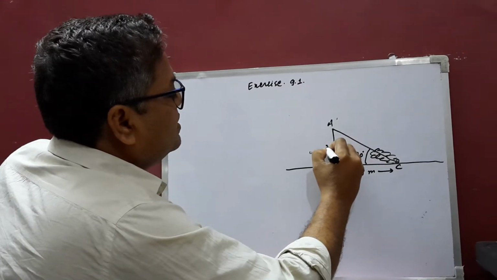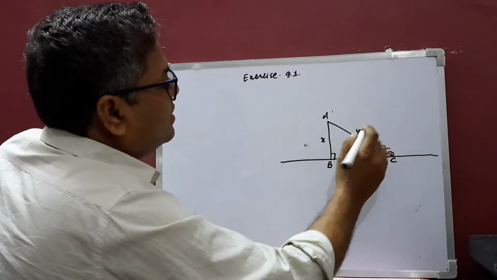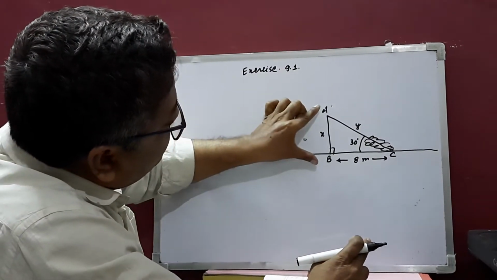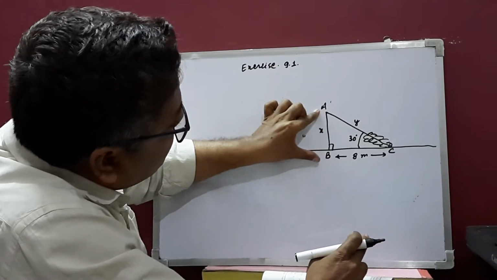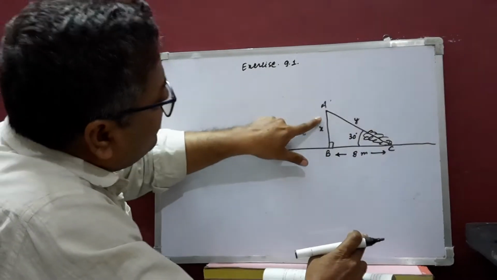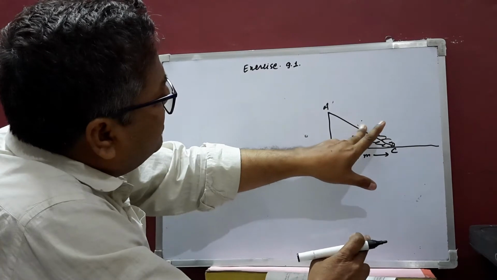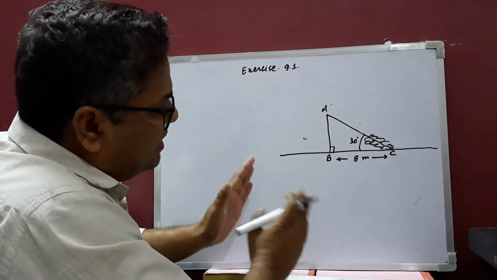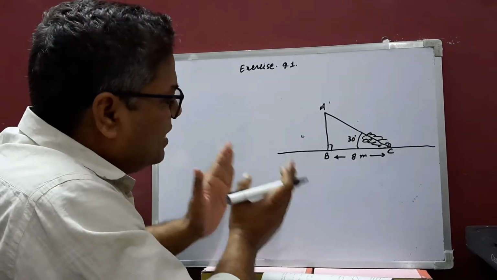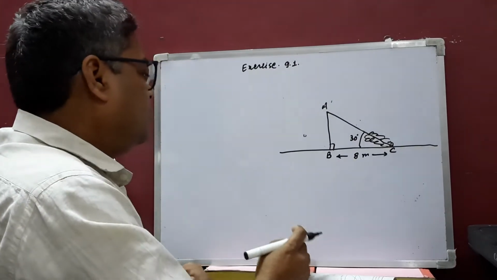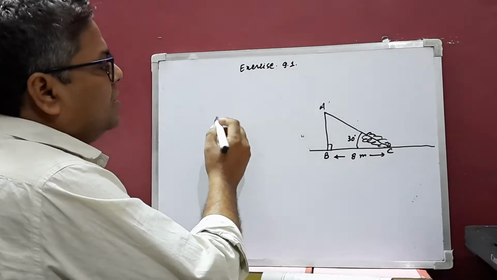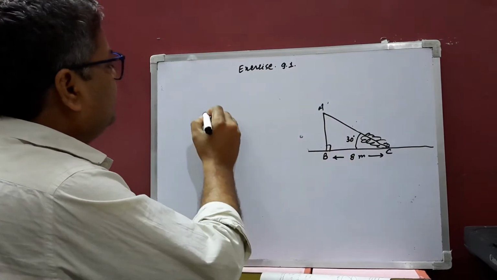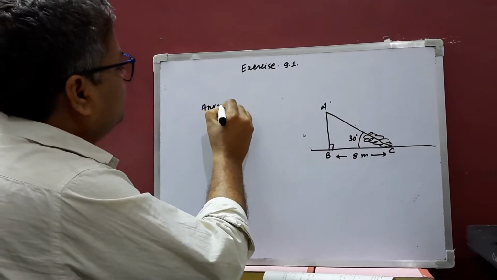It means this is x and this is y, so the height of the tree will be AB plus AC. So we have to calculate AB and AC. It's not necessary to write x and y here. We have to find the value of AB and AC, and after adding AB and AC we will find the original height of the tree. So first of all I am trying to find AB. This is answer number 2.